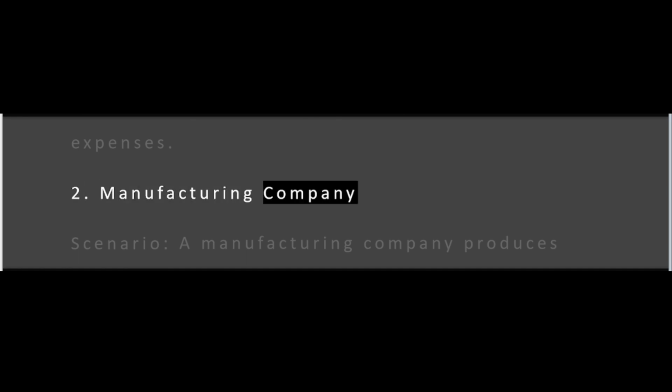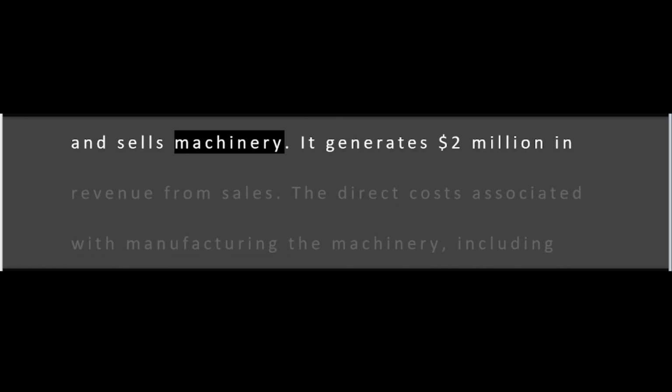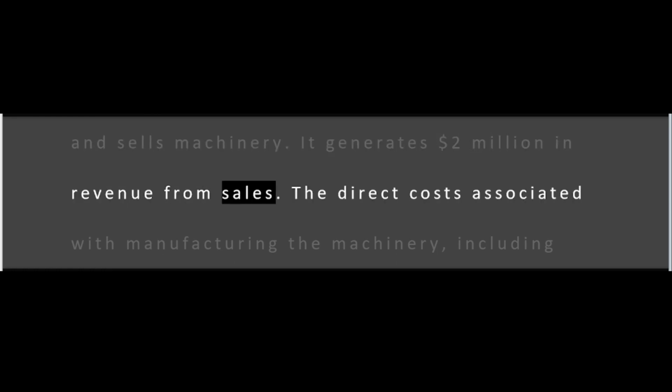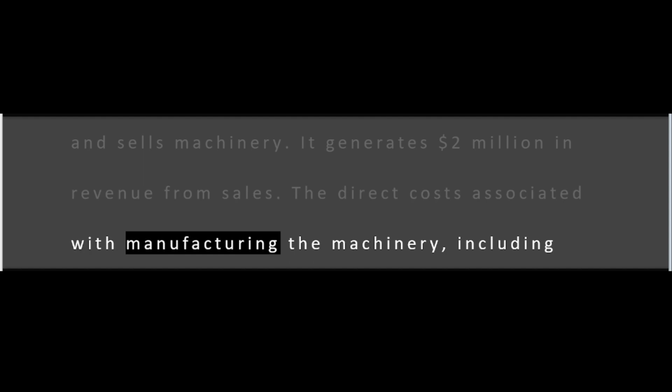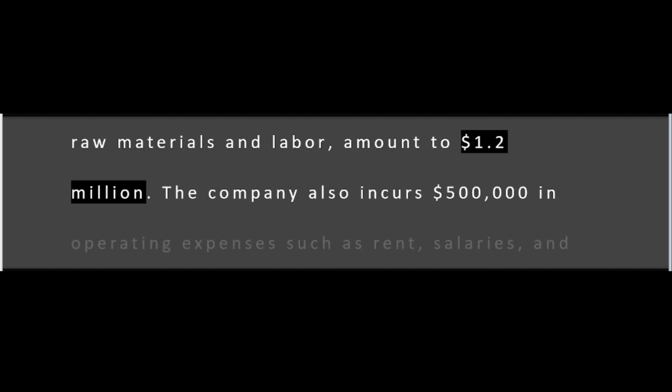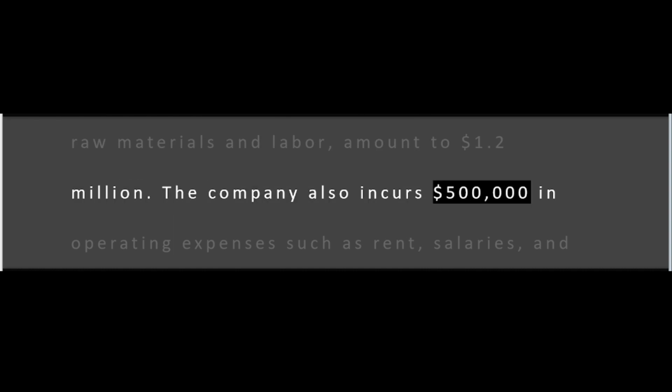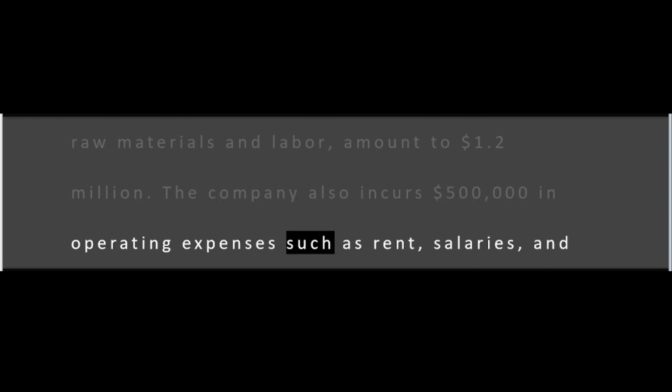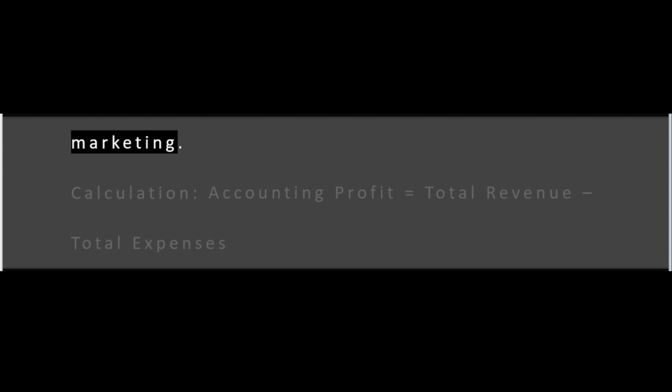2. Manufacturing company. Scenario: a manufacturing company produces and sells machinery. It generates $2 million in revenue from sales. The direct costs associated with manufacturing the machinery, including raw materials and labor, amount to $1.2 million. The company also incurs $500,000 in operating expenses such as rent, salaries, and marketing.